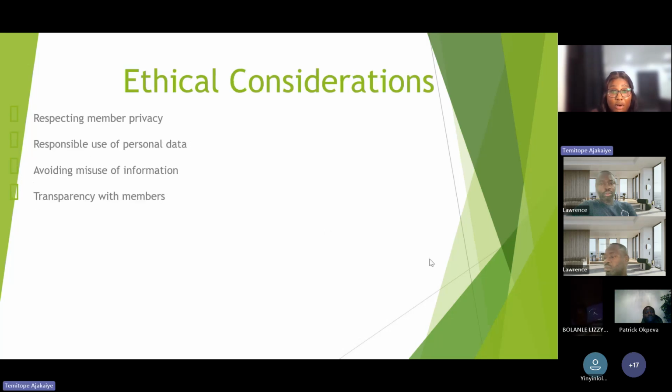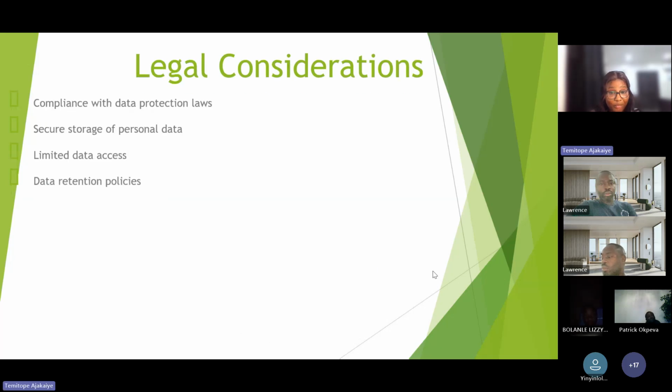This is the ethical considerations. They focus on treating member data responsibly, and personal information such as contact details and payment details can only be used for gym-related purposes. So this is the legal consideration, and it ensures that the gym complies with data protection laws, such as General Data Protection Regulation or local privacy regulations, and that personal data must be stored securely and accessed only when necessary.